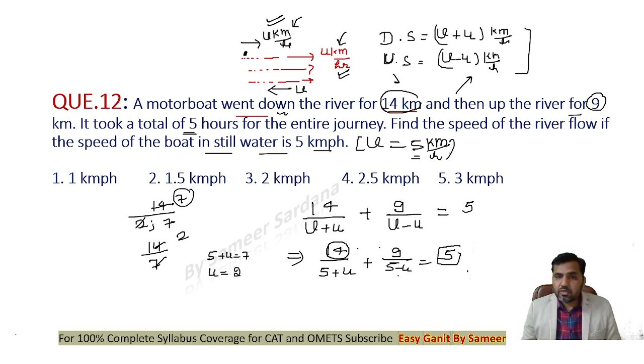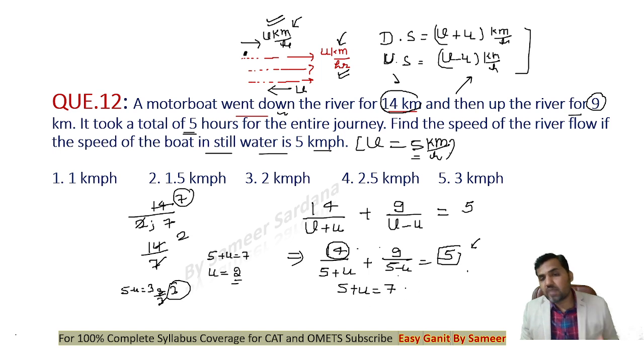Now if I put u as 2 here, 5 minus u will become 3, and 9 upon 3 will become 3. So the total time will be 2 plus 3, that is 5. That is getting satisfied. So our assumption of 5 plus u being 7 is perfectly fine because it's satisfying the equation. In that case, u will be equal to 2 kilometer per hour. So this is the correct answer.